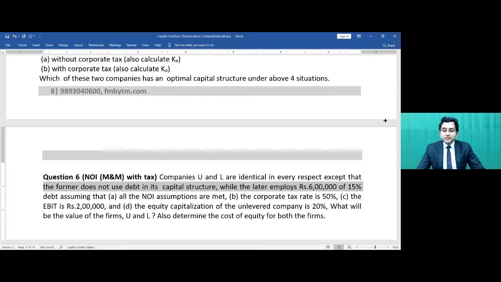and L has borrowed 6 lakh rupees at the rate of 15% per annum interest. U doesn't have any loan, L has a loan of 6 lakh rupees at 15% per annum. Assuming all NOI assumptions are met, corporate tax is 50%. EBIT is 2 lakh rupees. And the equity capitalization rate of the unlevered company is 20%. What will be the value of firms U and L? Also determine the cost of equity of both firms.